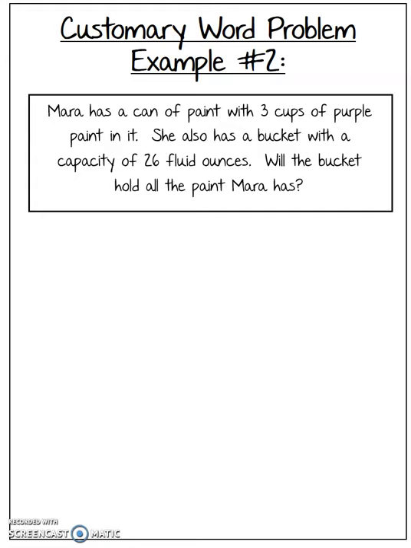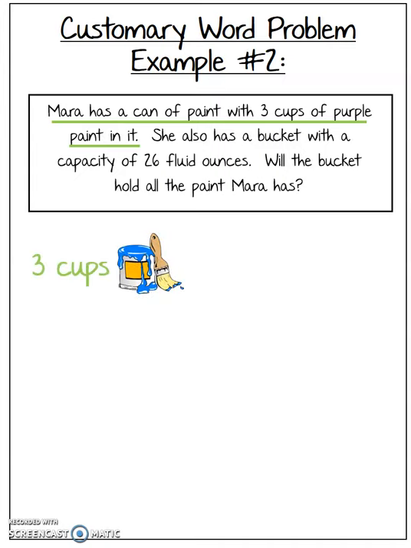So I'm picturing a girl, she's got a paintbrush in her hand, she has a can of paint and a bucket, and she wants to see if she can transfer all of that paint into the bucket without it overflowing. So the first sentence gives me a piece of math information right away. It says that she has a can of paint with 3 cups of purple paint in it. So I have my can of paint, and that is worth 3 cups.